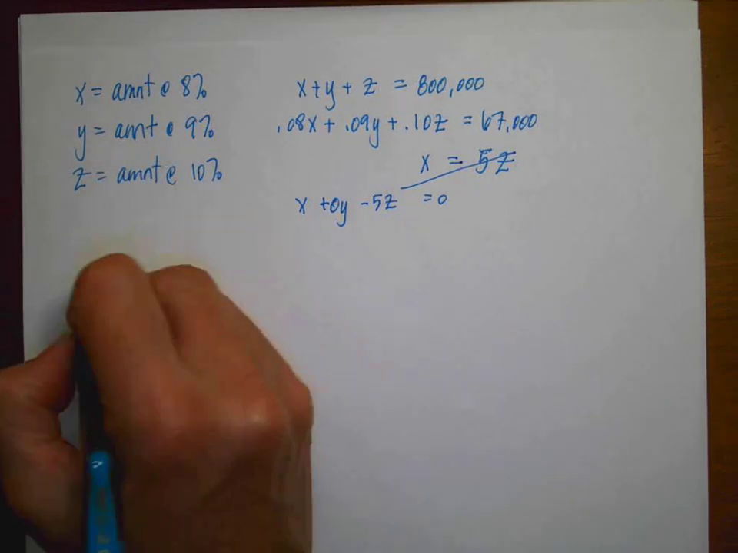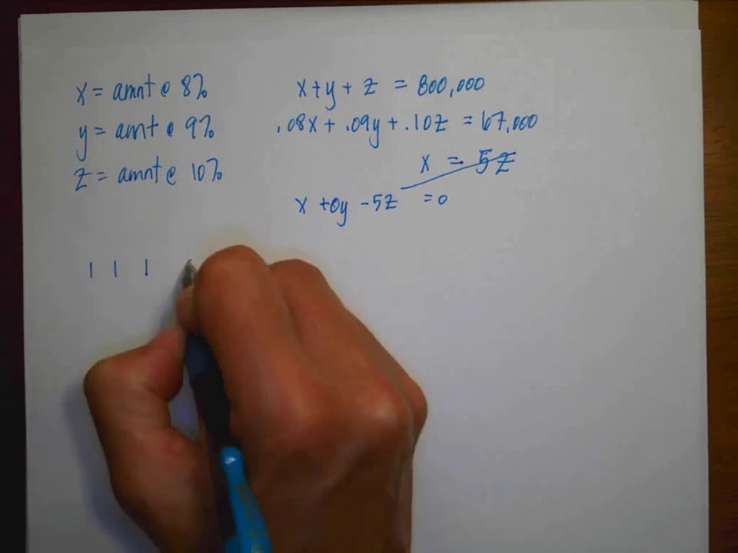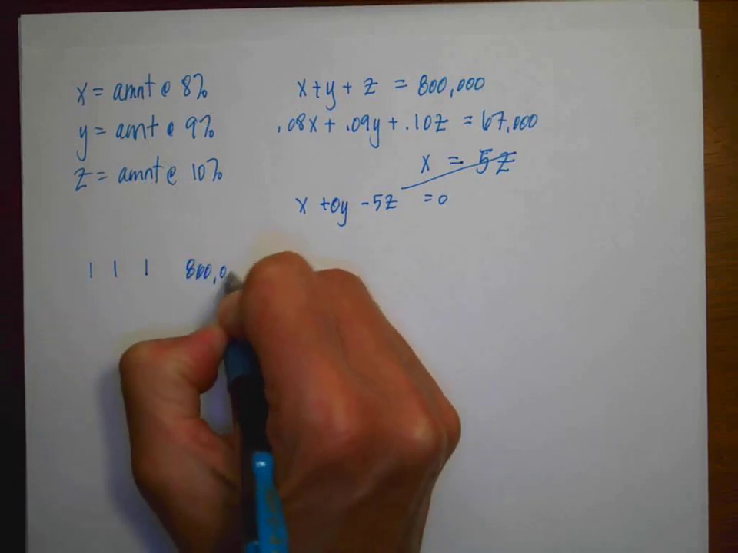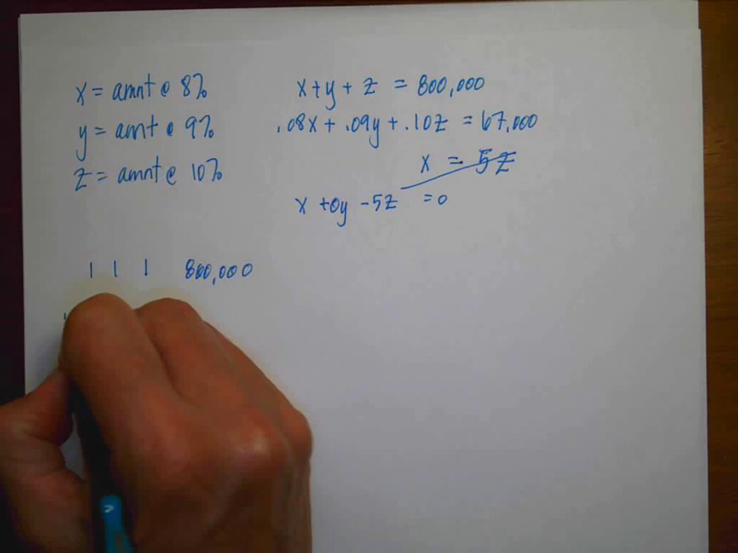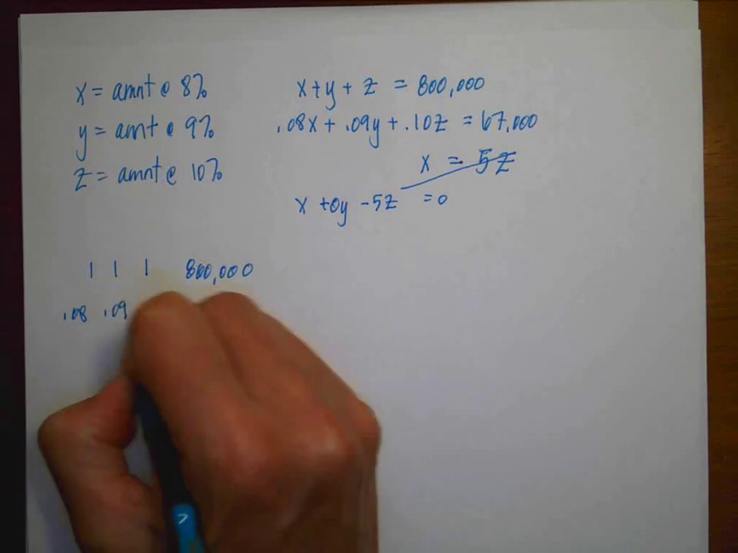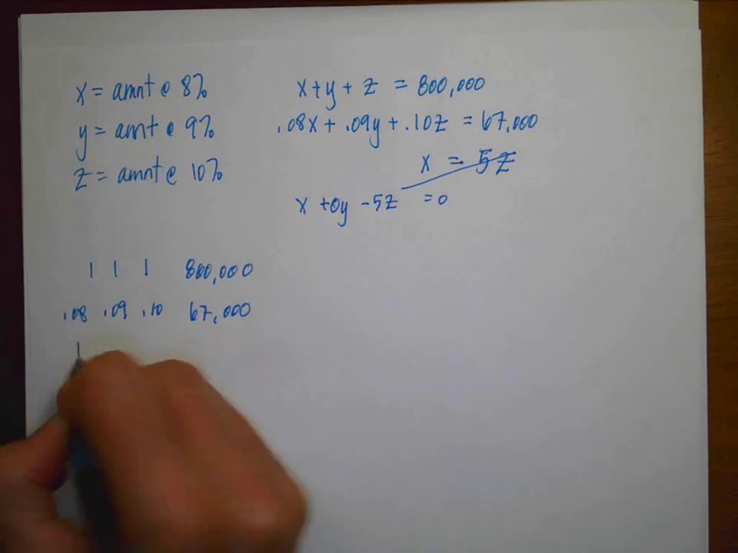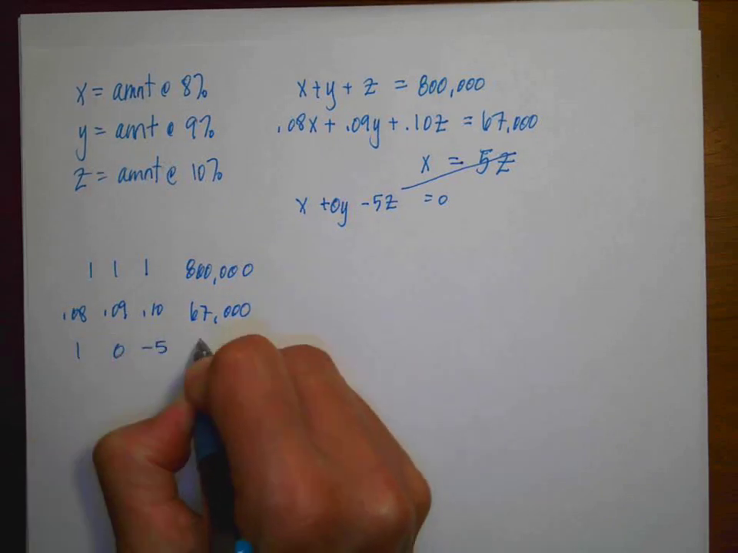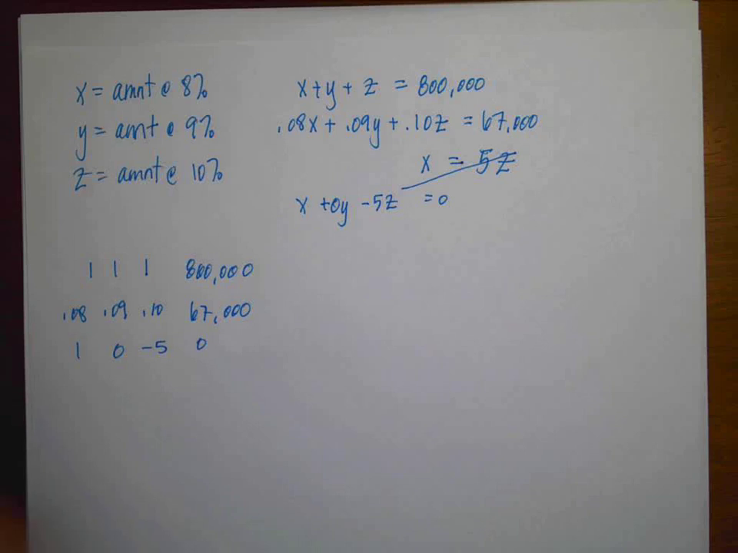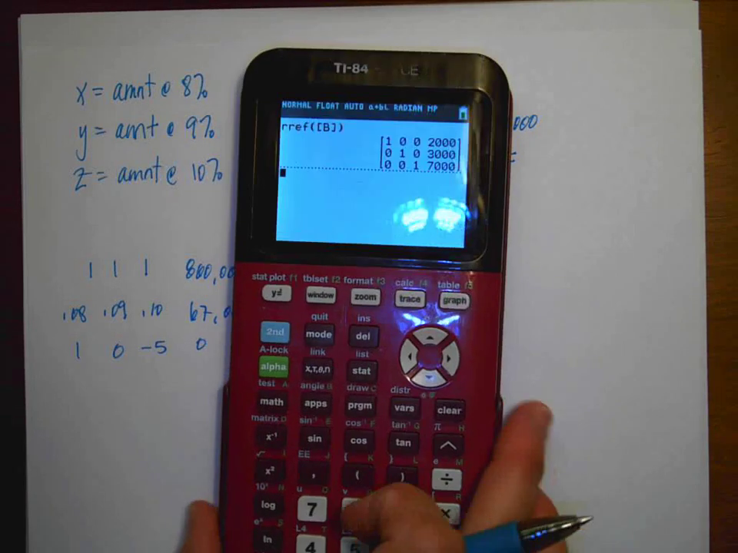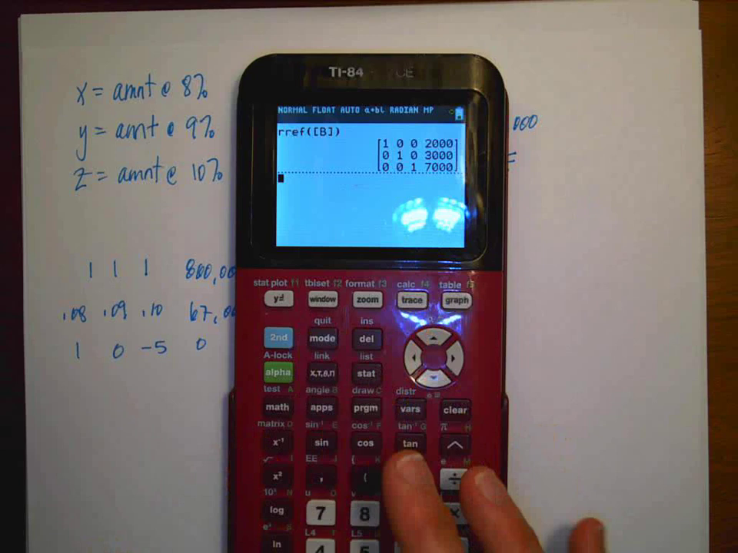So now let's go ahead and put this into a matrix, because that's how we're going to solve. So I have 1, 1, 1, 800,000. And then I have 0.08, 0.09, 0.10, 67,000, 1, 0, negative 5, 0. Alrighty, I'm going to go and bring my calculator back in just so we can practice.